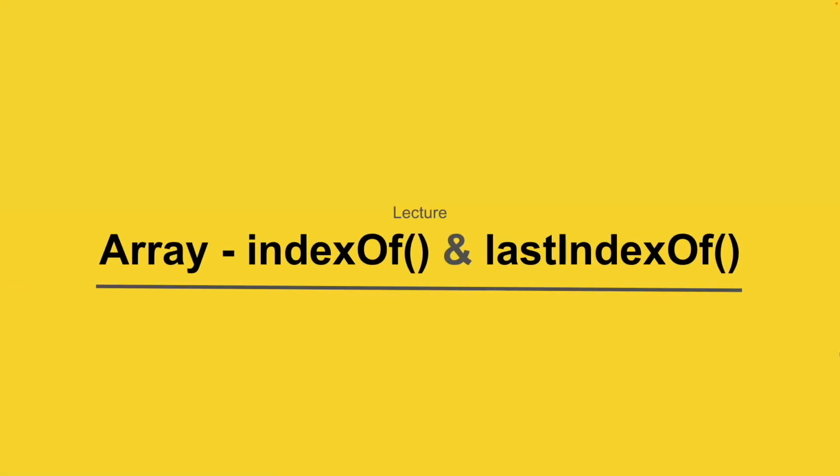Let's see how indexOf and lastIndexOf work in the JavaScript array methods. If you want to search for something in an array by supplying its value, or maybe the element, and you want to get the exact index position, you can make use of the indexOf and lastIndexOf methods. Let's see how it works and what the differences between these two are.